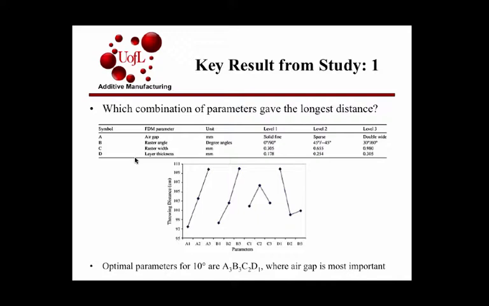So for the first test, they took every single parameter and they had three levels to it. As you can see, they all differ in width or the size in which each one was used.